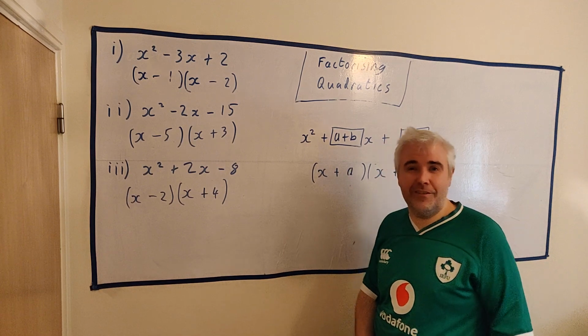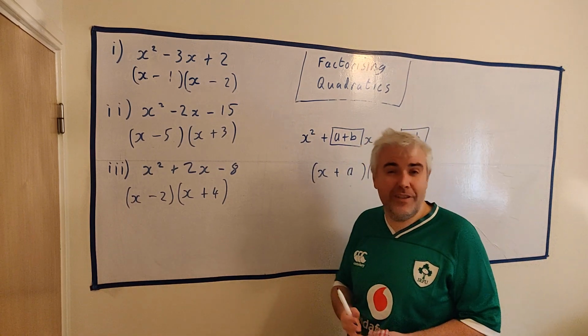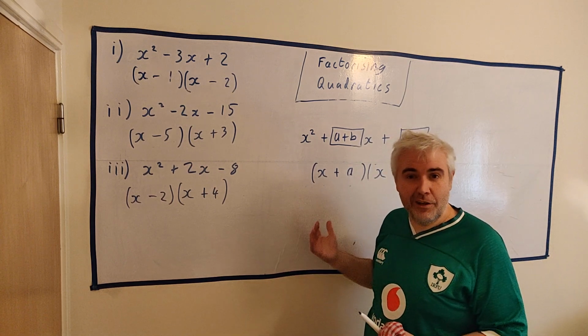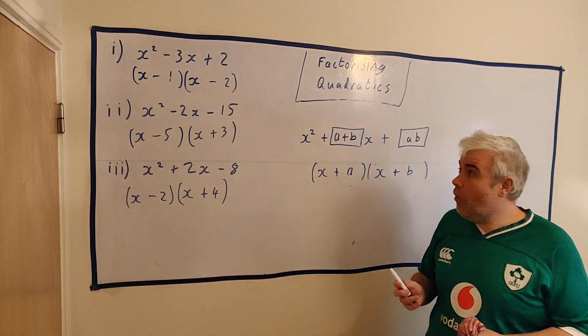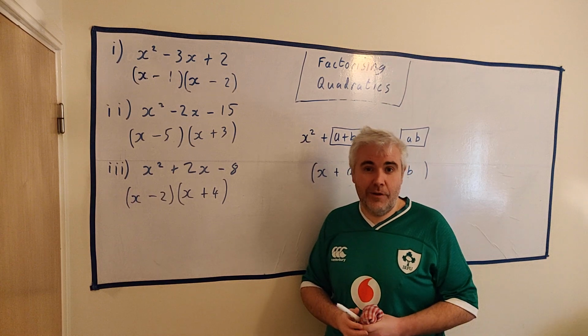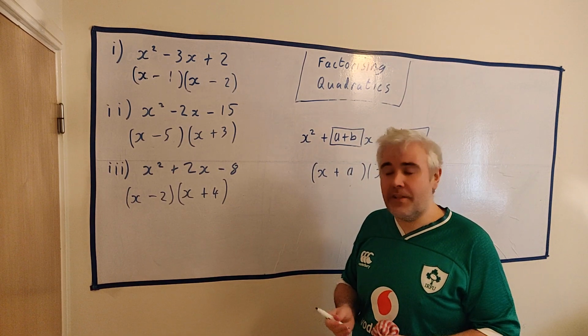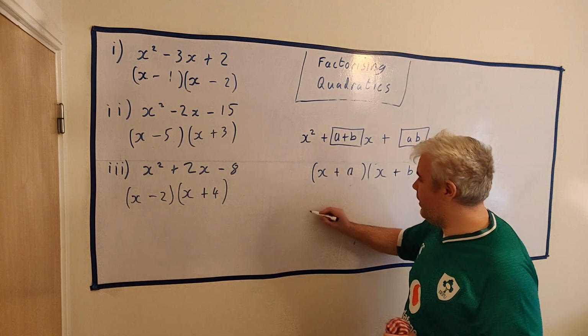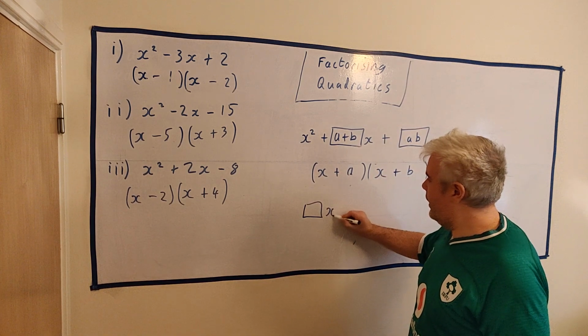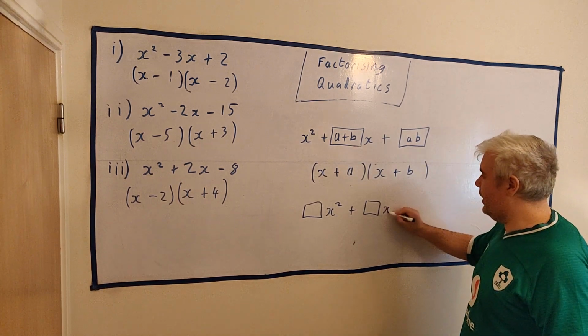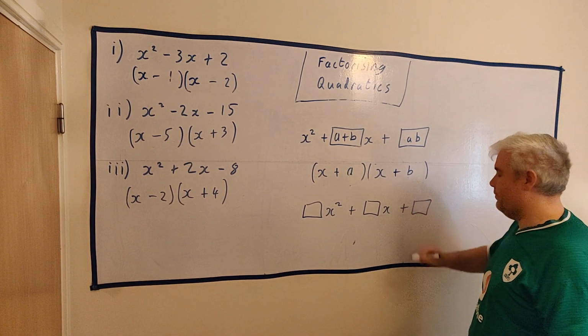There's lots of rules how to do these. If you find that useful, that's brilliant. But honestly, I'd rather do it a slower way like I just did. Or I'd rather not do it at all. I'd rather do completing the square, which we will do in a couple of videos. So next video, I will look at questions that are more like this. X squared plus something x plus something.